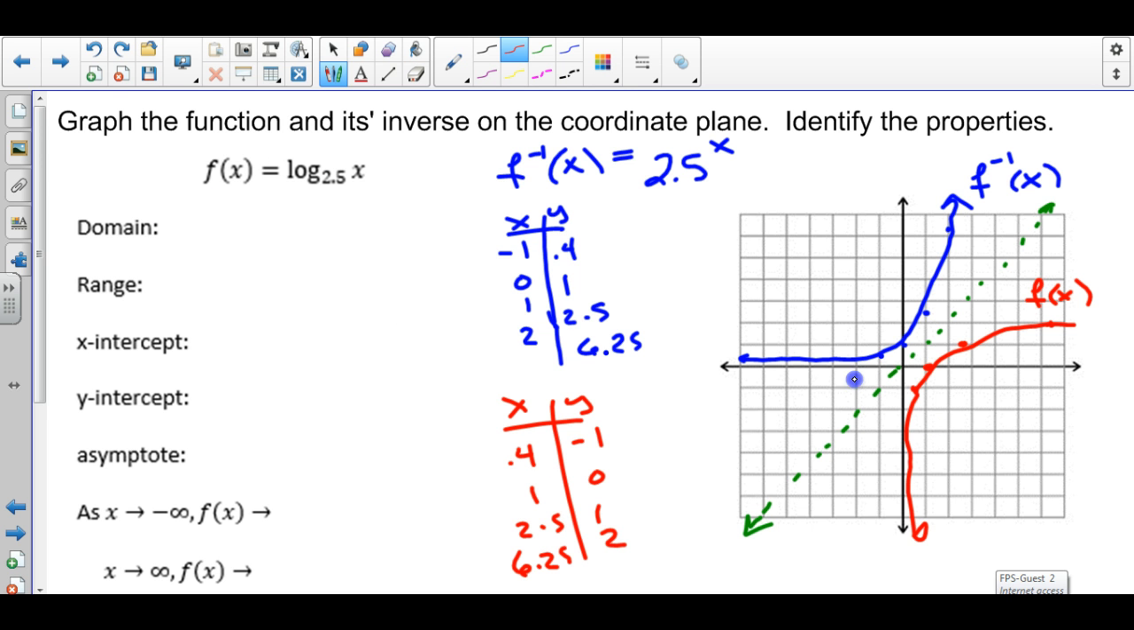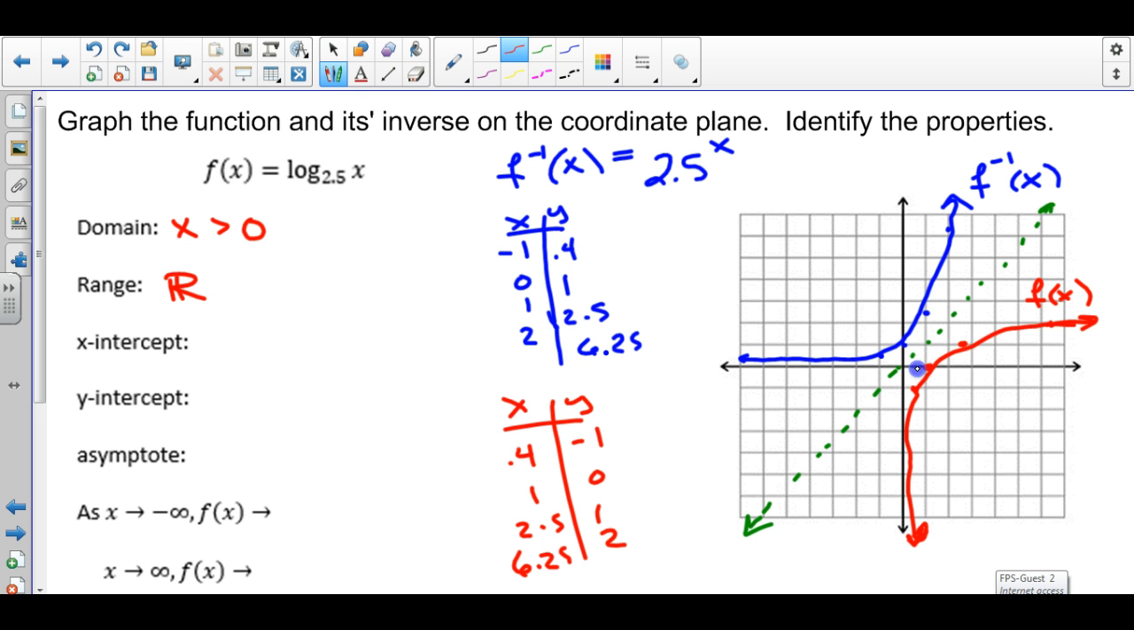The domain of this. So we're talking about which x values are working here. Notice that there are no x values. The red does not cross on this side. It doesn't even touch the y-axis. So your domain is going to be x is greater than 0. Your range values. So notice this arrow is going to keep going down, down, down, down, down. And this arrow over here, even though it doesn't look like it, it's going to keep going up, up, up, up, up. So your range is all real numbers.